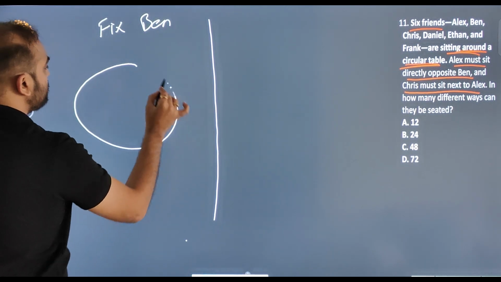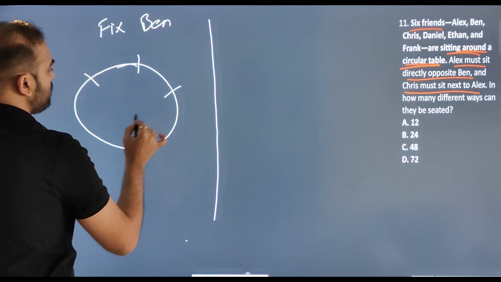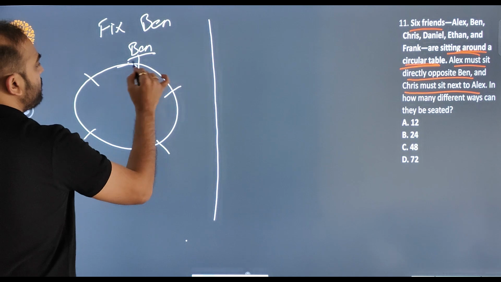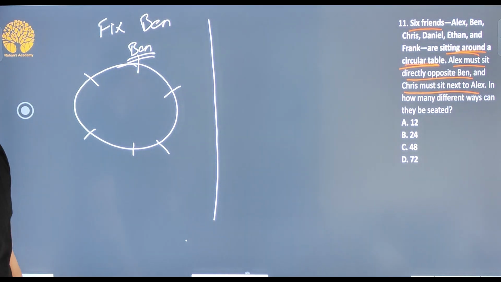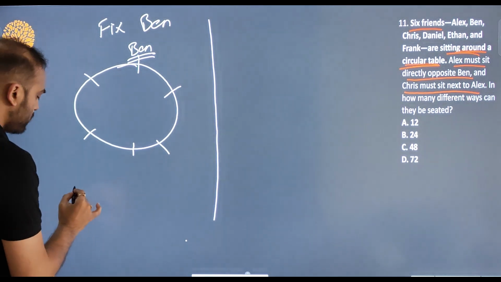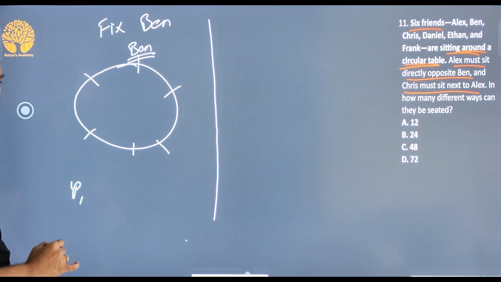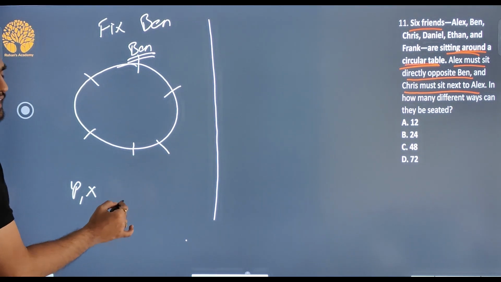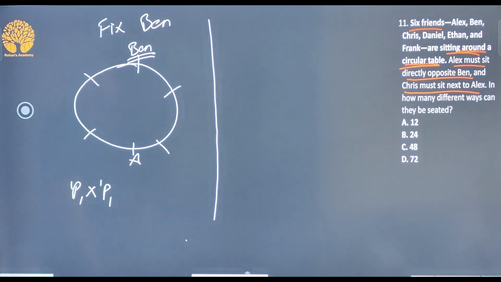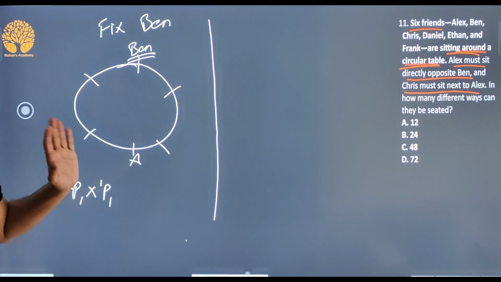Okay, so this is my circle. Say Ben is here. Ben is fixed. Alright, now what happens? Alex has to sit directly opposite of Ben. Ben is already fixed, so that's 1P1. This is for Ben. Okay, now Alex, where will Alex sit? Here. For Alex, I have only one position. Alex cannot sit anywhere else.